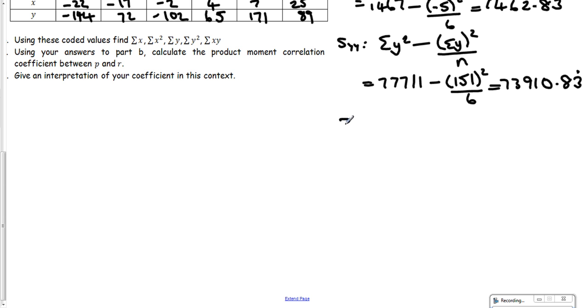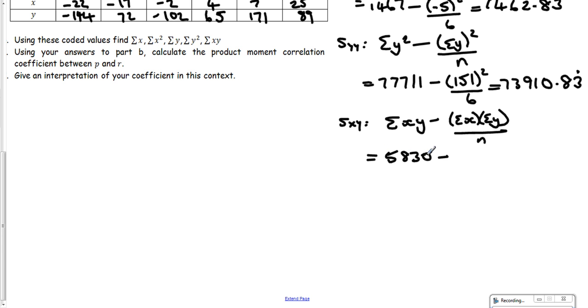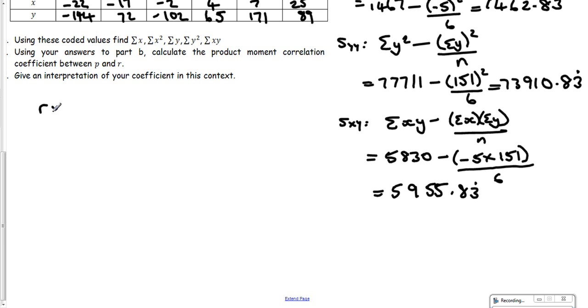Next one, I'll do it over here, SXY, sigma xy minus sigma x, sigma y over n. Notice how every time I'm writing out the formula and I'm showing which numbers I'm substituting in where. That's what the examiner's looking for when they're looking for your method. So although it is a little bit monotonous and you think, I'll just type it into my calculator, it's actually better to write out the method to make sure you're showing your method clearly.